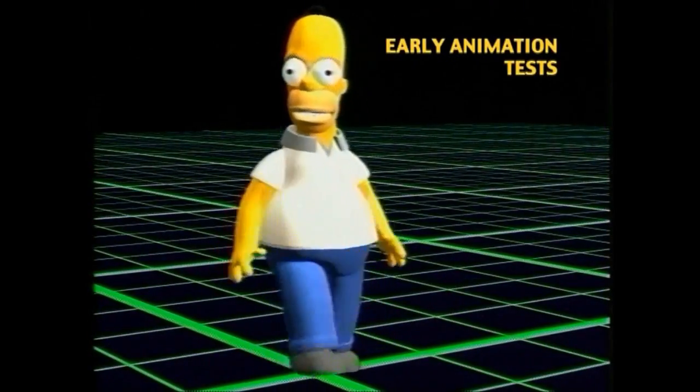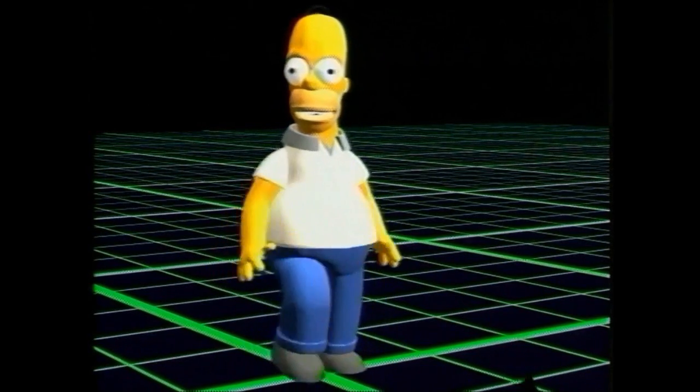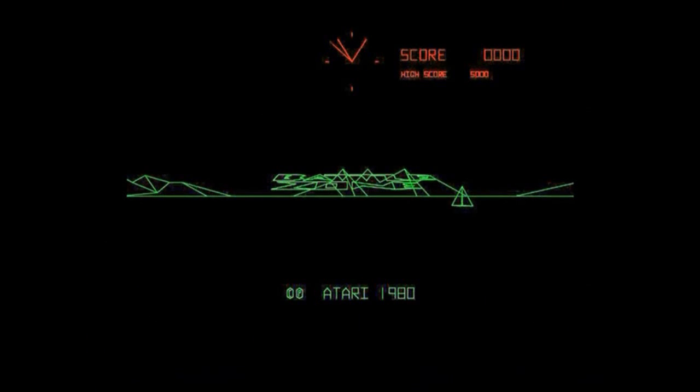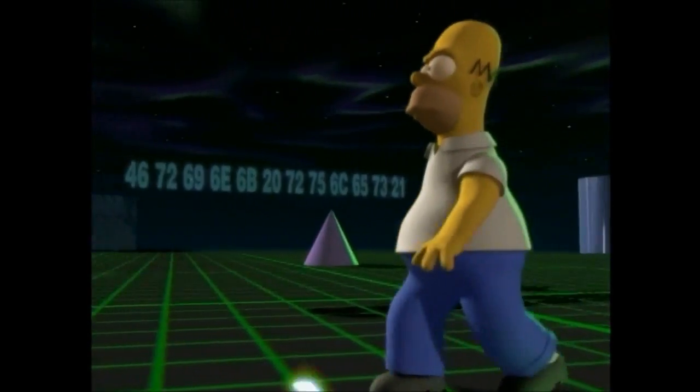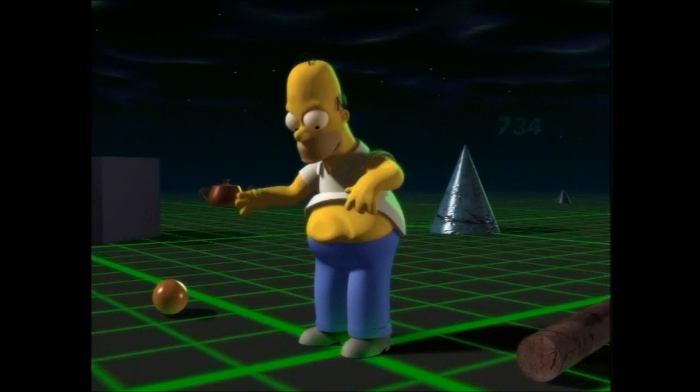We wanted the grid, though. I think the grid, we actually wanted it to look like Battlezone. I was a big fan of Battlezone as a kid, and those old vector graphics. Right.